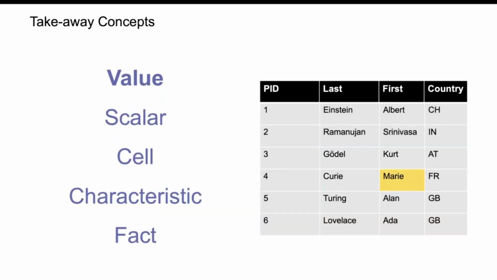Okay, then we have the values. These are what you have in the cells, in one cell of your spreadsheet. So we'll say value, cell, characteristic, fact. You might have all kinds of words, but value is maybe the most natural one. Scalar, I actually like it mathematically to call it a scalar. The reason I like it, and we'll see that when we look at the relational algebra.